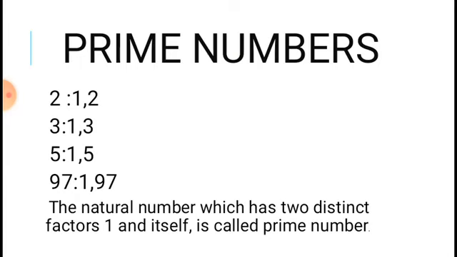Number 2 is a prime number because it has only two factors, 1 and 2 itself. 3 is a prime number because it has only two distinct factors, 1 and 3 itself. A natural number which has two distinct factors, 1 and itself, is called a prime number.